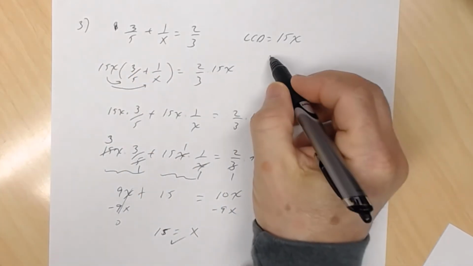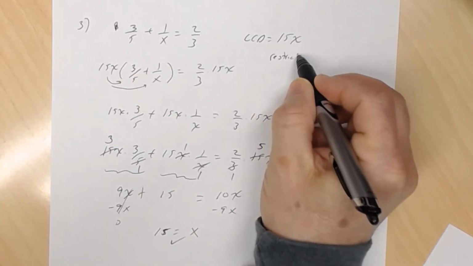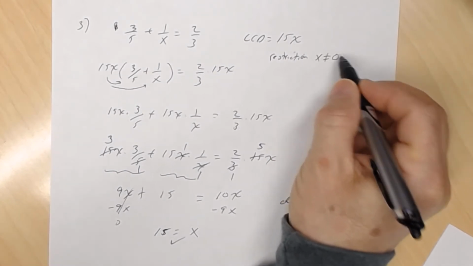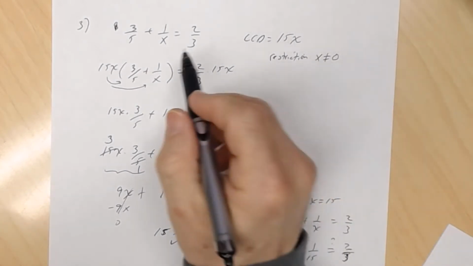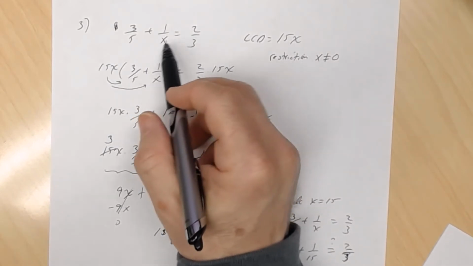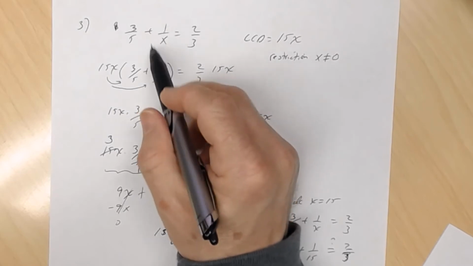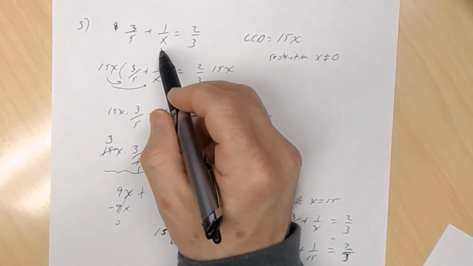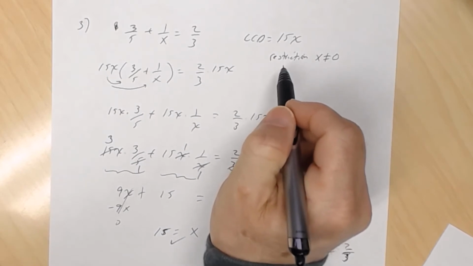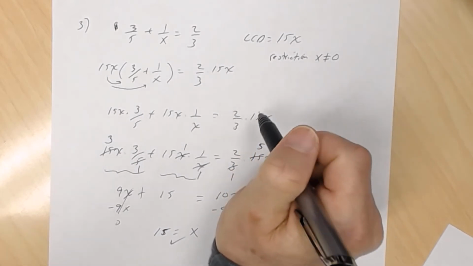So my restriction, and all you do here is just say this. Your restriction is that x cannot equal 0. All right, so you figure out what makes the denominators that have variables in them 0. You have to ask yourself, what makes it 0? Well, this is 0 when x is 0. So your restriction, you have to say this now: the restriction is that x cannot equal 0.